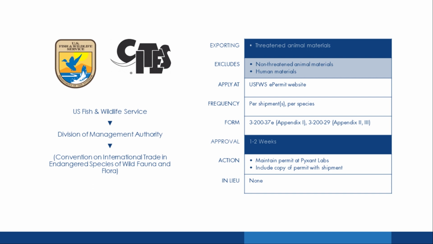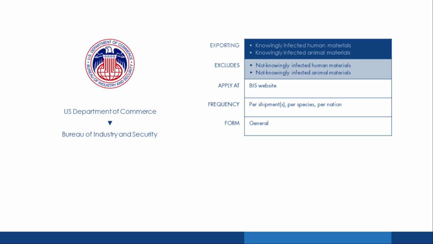And then the final agency we're going to talk about is the U.S. Department of Commerce's Bureau of Industry and Security. So this is a much more relaxed agency to deal with in terms of trying to get documentation for an export. They basically just issue a license depending on the nation that you're shipping to's rules and regulations. So they're really concerned with knowingly infected human and animal materials, and they don't really care about not knowingly infected human or animal materials. This is per shipment, per species, and it's per nation.